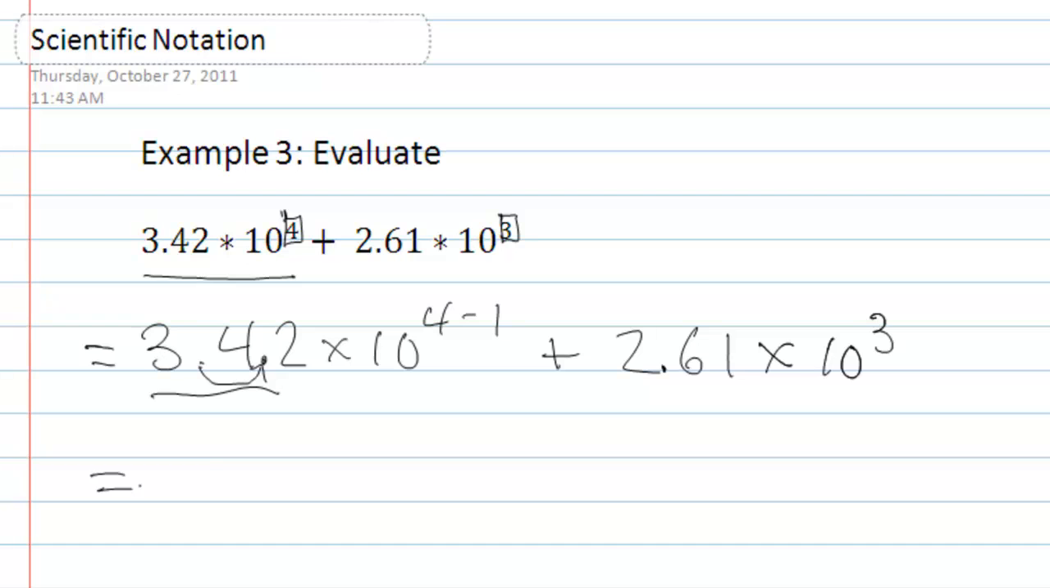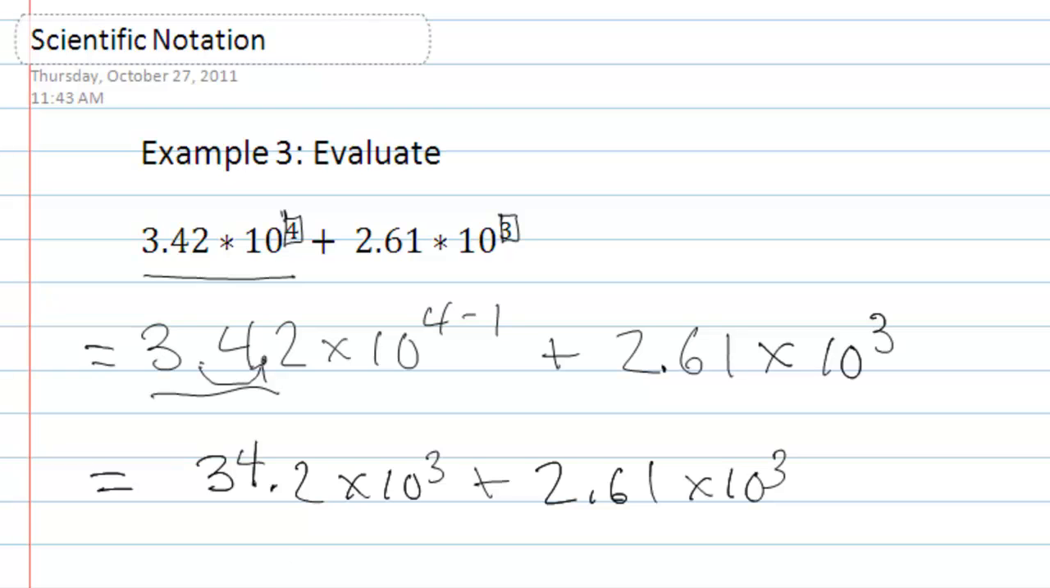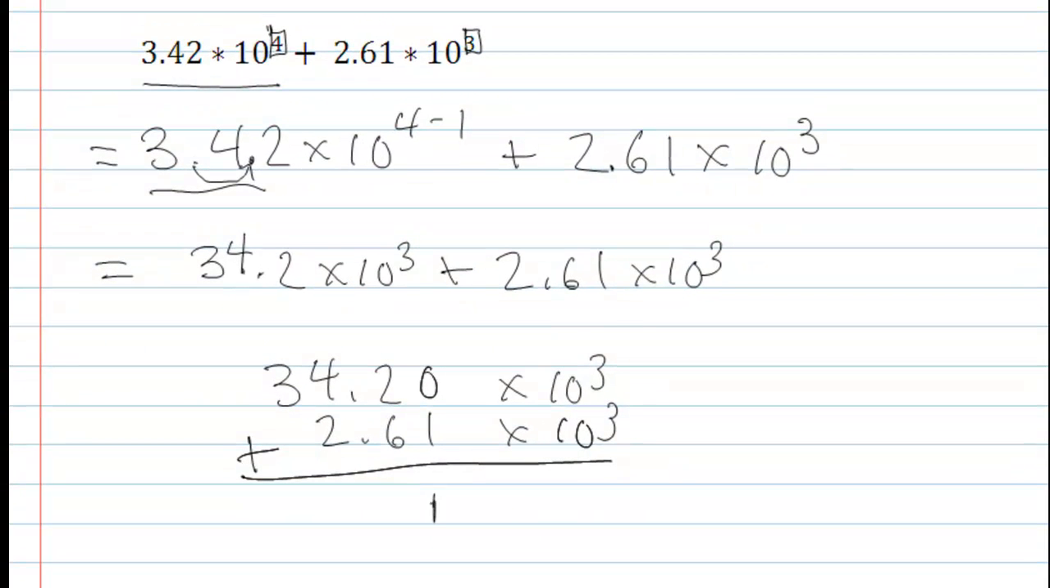So in rewriting this, I now have 34.2 times 10 to the 3 plus 2.61 times 10 to the 3. Now I can add these. 34.2 times 10 to the 3 plus 2.61 times 10 to the 3. And I can add these normally. So I can make this a 0, it's just a placeholder. And I can sum the hundredths, they give me 1.